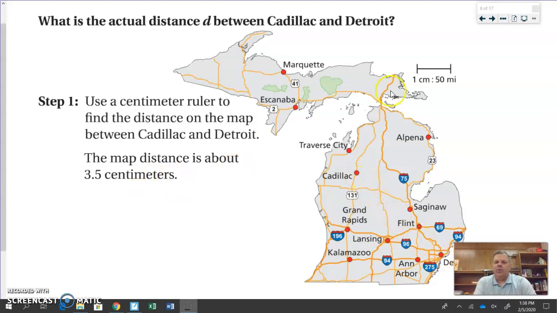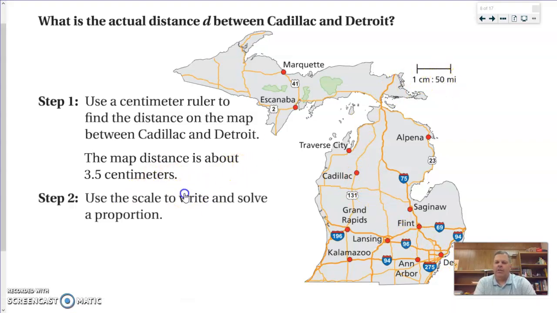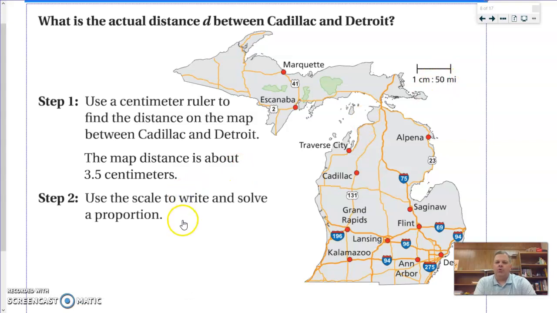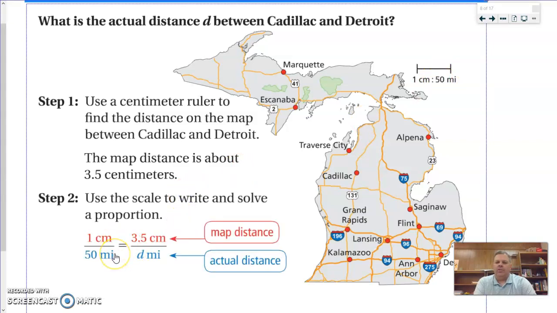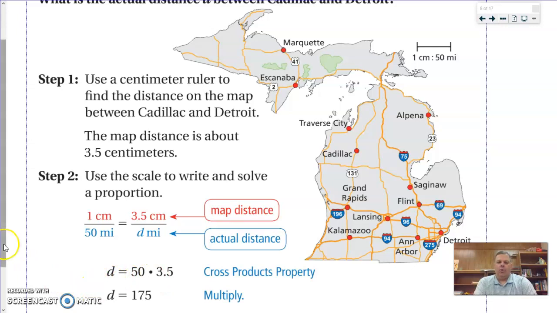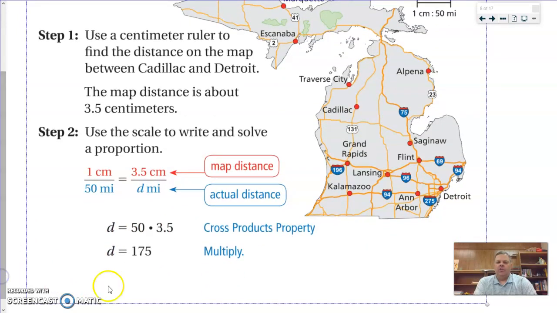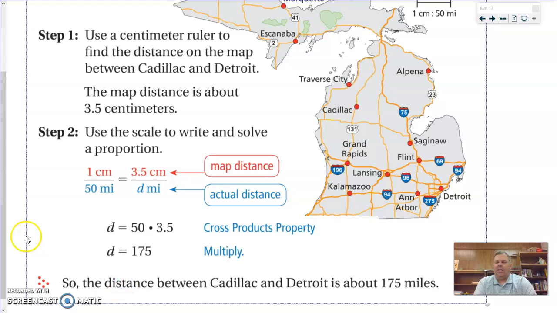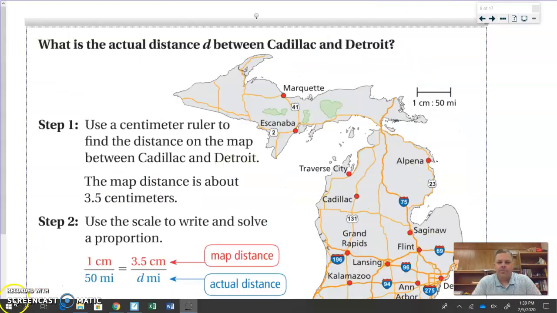Because we know that 1 centimeter is 50 miles, we can now write a proportion. 1 centimeter is 50 miles, 3.5 centimeters is the actual distance. In order to solve this, I can do my cross multiplying, so I get D equals 50 times 3.5, which is 175. So the actual distance between Cadillac and Detroit is about 175 miles.